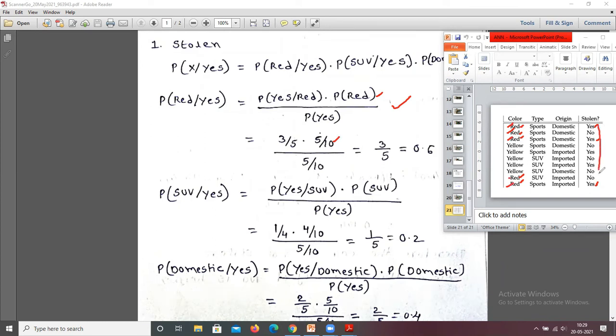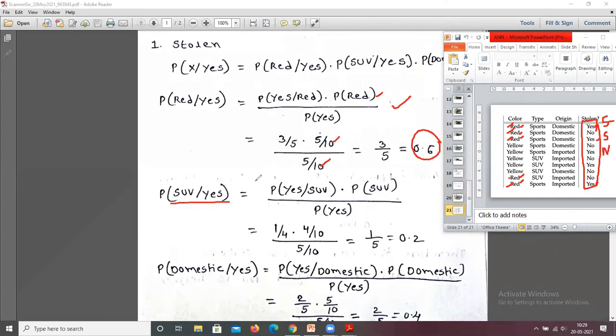If you observe here the 10 entries. In these 10 entries, 5 are yes and 5 are no. So the probability is 5 by 10. If you calculate this, we got 0.16 as an answer. Similarly, the probability of SUV given yes.